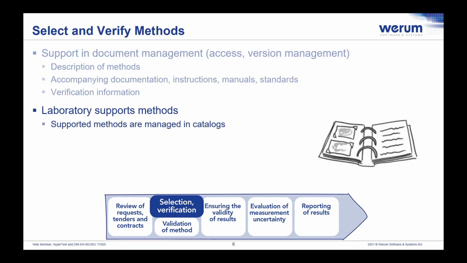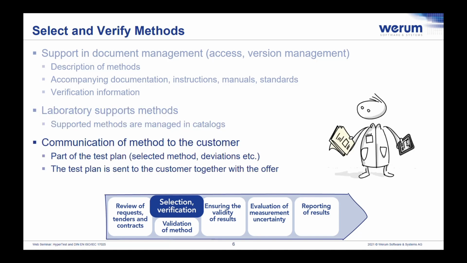As HyperTest manages catalogs of all the procedures and methods the laboratory can offer, the staff can choose only from those methods the laboratory is able to perform and that are valid. Should they depart from a defined method, HyperTest will support them in documenting the reason and in communicating with the customer. Together with the offer, HyperTest also provides the customer with a test plan that states all details of the test, which also includes the methods chosen.